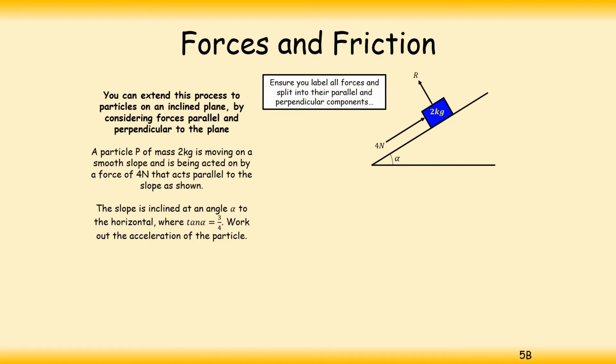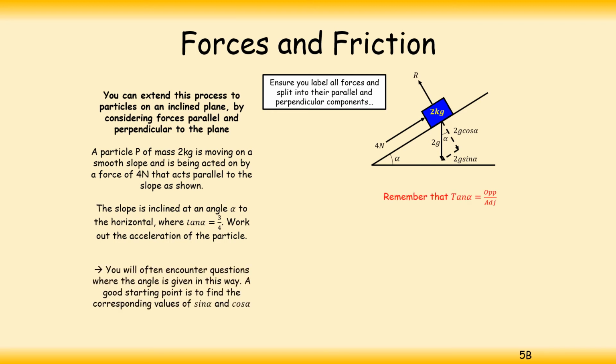So if we start labeling the forces, we have normal reaction, we have the weight 2g, and we have 2g cos alpha and 2g sine alpha. So what we're going to do first is work out what sine alpha and cos alpha are, because we need this as you can see on the diagram.